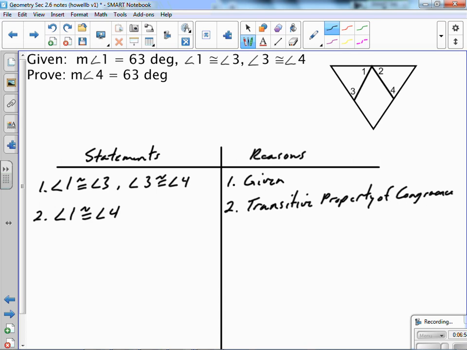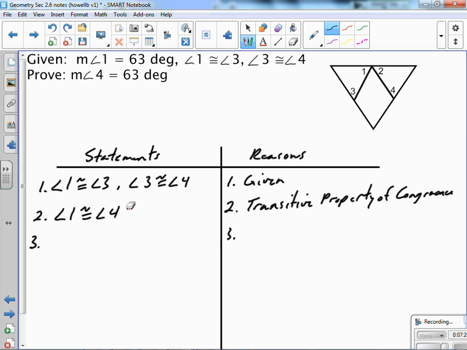Congruence. Right, and if we do this over and over enough, then you should start to recognize the transitive situation there and be able to use it. Alright, so I got that angle 1 is congruent to angle 4, which is not the same thing as saying that the measure of angle 1 is equal to the measure of angle 4.